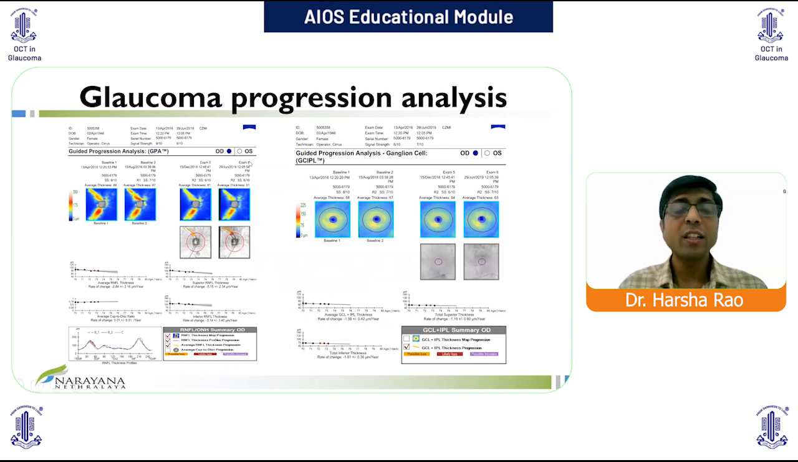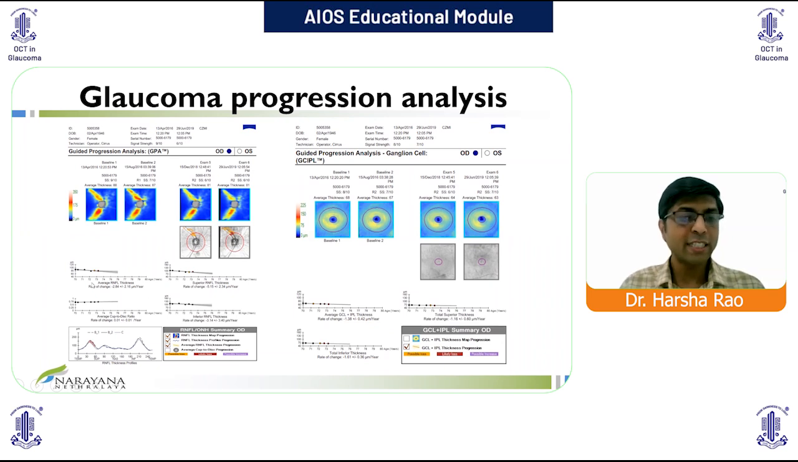So this is the overall progression analysis report of the Cirrus OCT. Here we have multiple ways by which progression is analyzed. One is the thickness map progression, which we saw here, the baseline maps and the follow-up maps. And if there is a significant region of thinning which is highlighted, then the RNFL thickness progression map has a tick here.